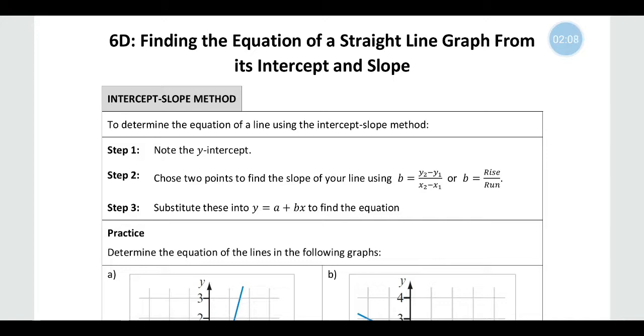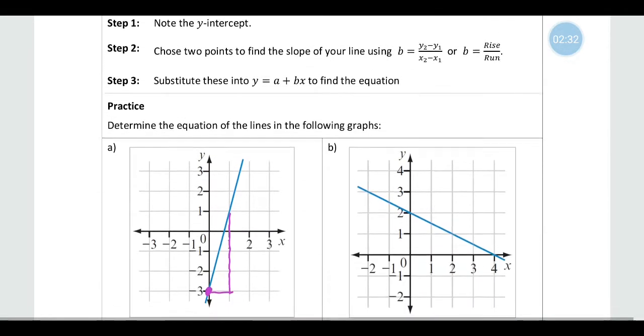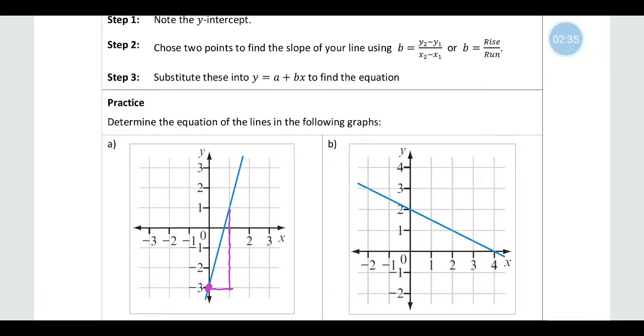For each one of those points, you get a set of coordinates, an x and a y. So with 2 points, you'll have an x1, a y1, an x2, and a y2, and then you substitute them into the rise over run formula, y2 minus y1 over x2 minus x1, and you will get your gradient. So that's your b value. Steps 1 and 2 allow you to find a and b, and step 3 simply says, substitute a and b into y equals a plus bx, and you will have an equation.